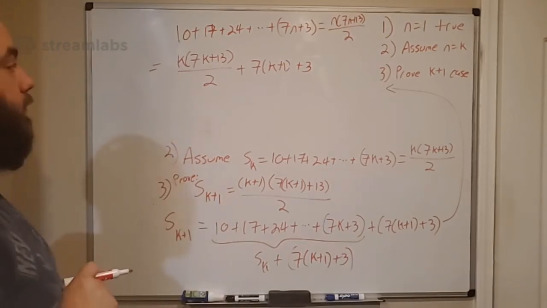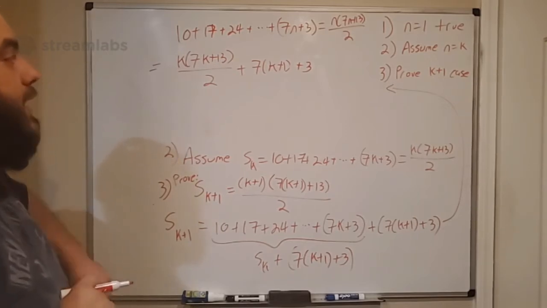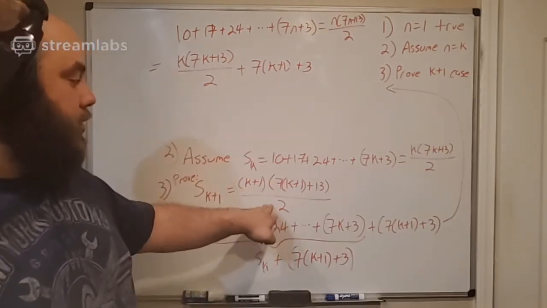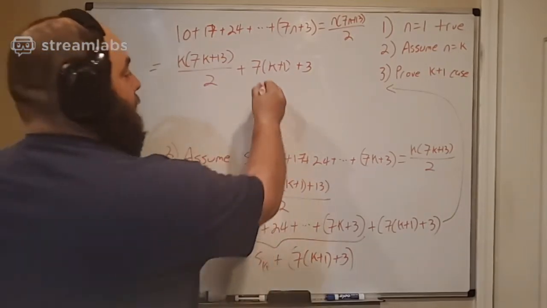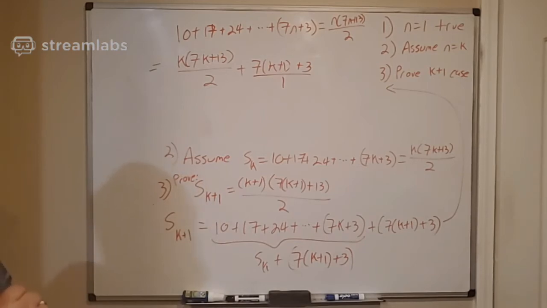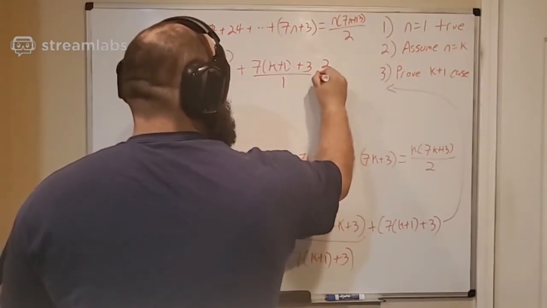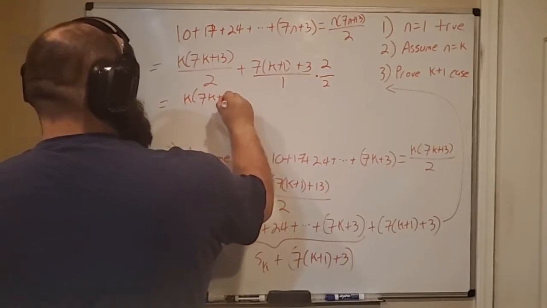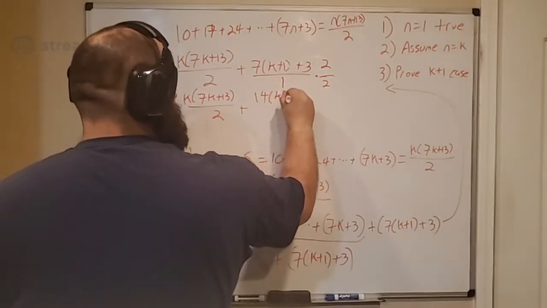Okay. Now this does become a little bit difficult for algebraic reasons, but I need to combine this all into one fraction. The easiest way to do that is to get a common denominator. So I'm going to put this over 1, and then get a common denominator. I'm going to multiply both the top and the bottom by 2. So this is going to become k(7k plus 13) over 2 plus 14(k plus 1) plus 3 over 2. Does everybody see how I did that and okay with me doing that?